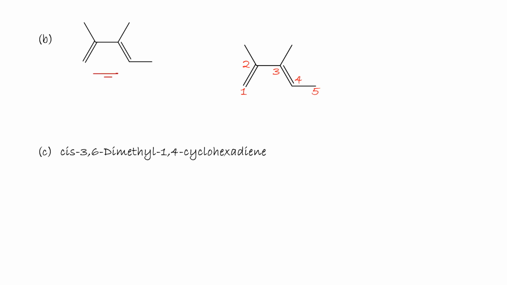To name this compound, this is 1, 2, 3, 4, 5, 6, 1, 2, 3, 4, 5. Okay, so these 2 groups are on opposite sides, so it will be E-2,3-dimethylpenta-1,3-diene.